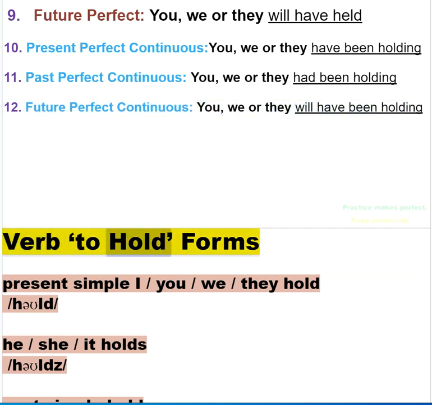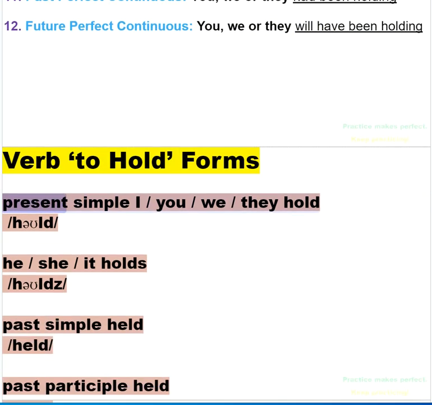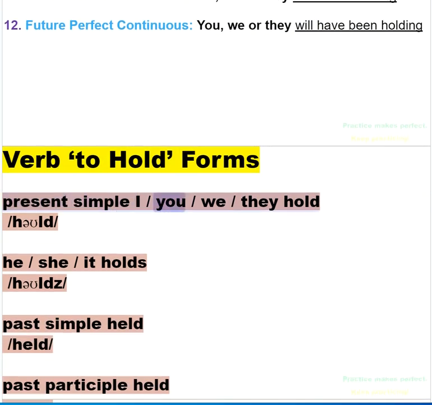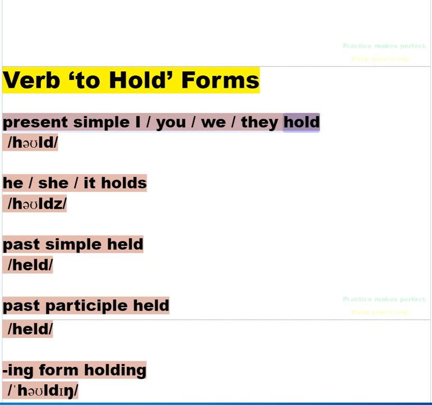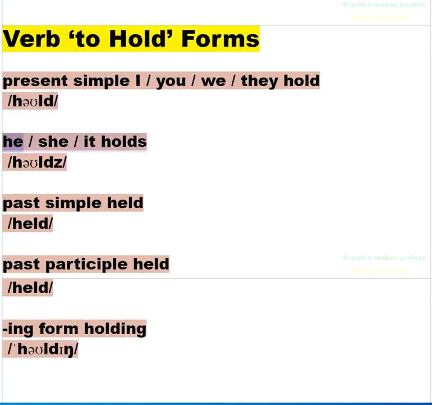Verb to hold forms. Present simple: I, you, we, they hold; he, she, it holds. Past simple: held. Past participle: held. Ing form: holding.